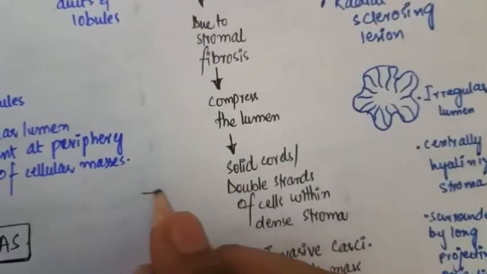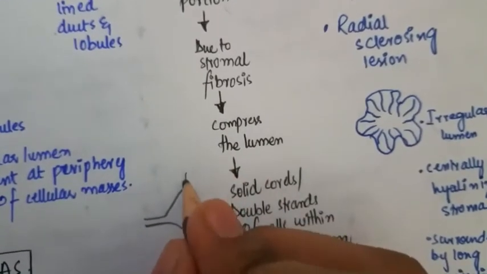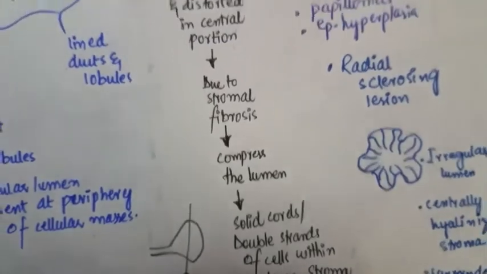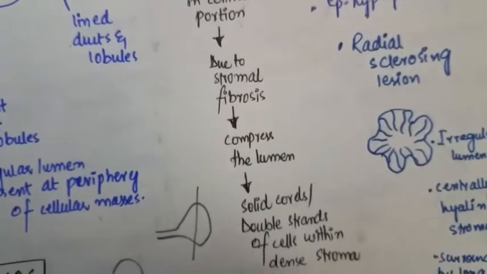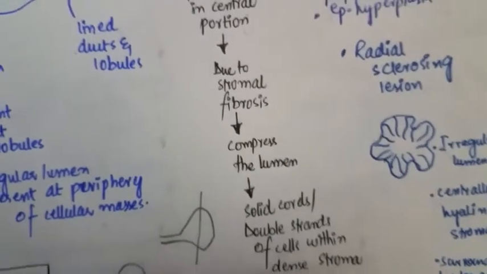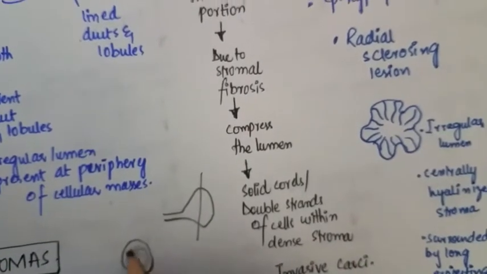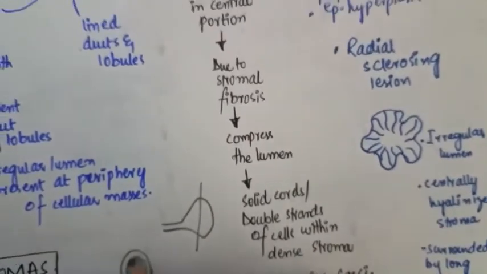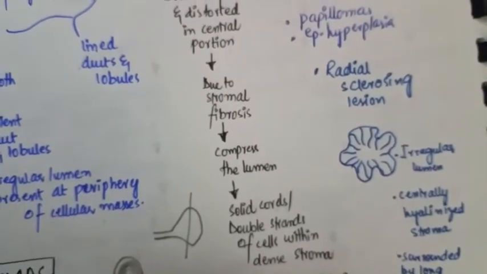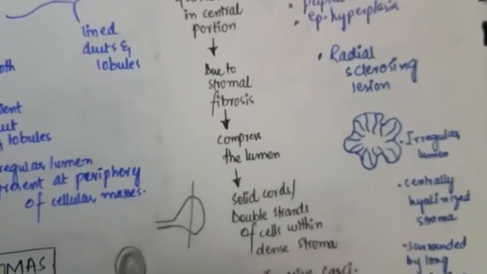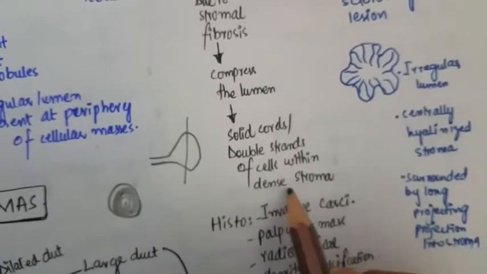These are the SNI. This is the single SNI. If I cut it like this, this is the SNI. This is the hollow SNI, which has got the hollow lumen. But if the stroma, if the fibrosis takes place in the center, it will convert this hollow SNI into solid cords or double strands of cells with the dense stroma.